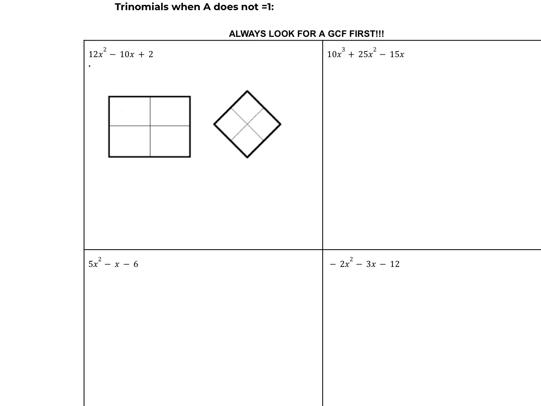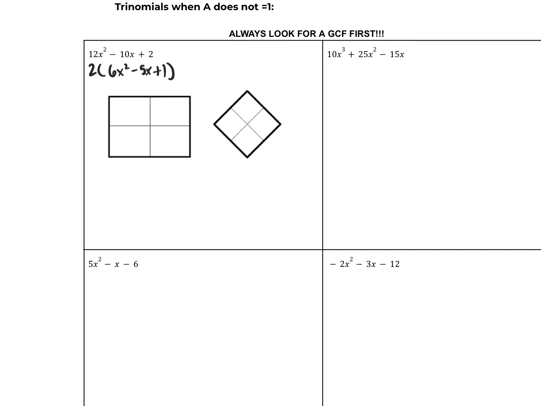All right, next, 12x squared minus 10x plus 2. I can factor a 2 out of that. That leaves me with a 6x squared minus 5x plus 1. All right, so since my a is bigger than 1, I'm still going to do the diamond first.